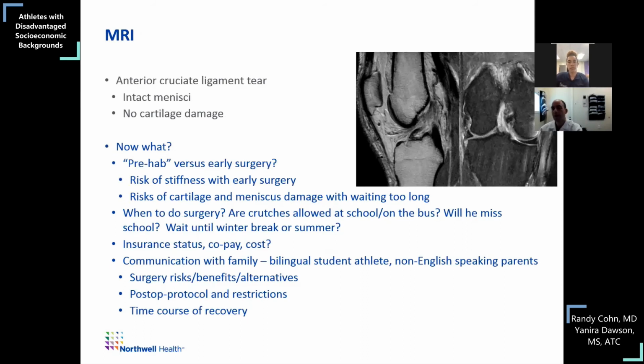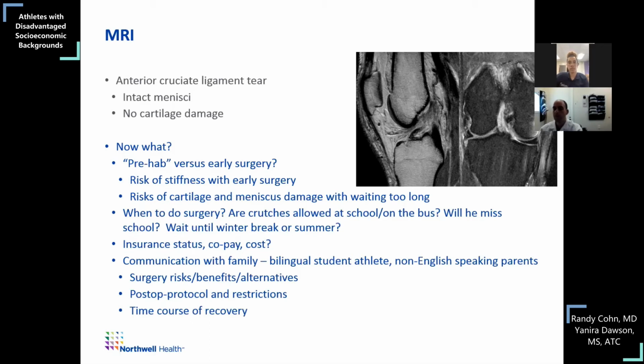So we're able to get that MRI, and it does confirm an ACL tear. Luckily for this kid, the cartilage and the menisci are okay. It's an isolated ACL injury. So now what? If you ask around, every single orthopedic surgeon is going to say that that 16-year-old with an ACL tear needs surgery to address it. But there are many questions that come with this.